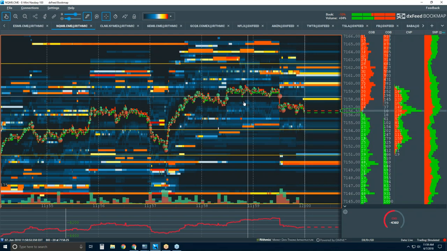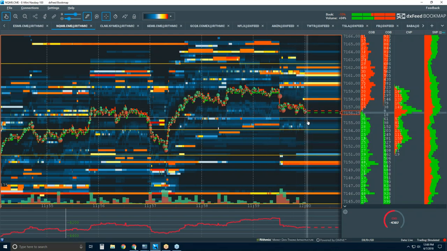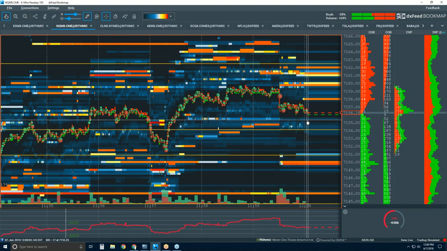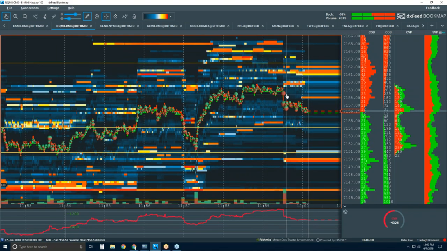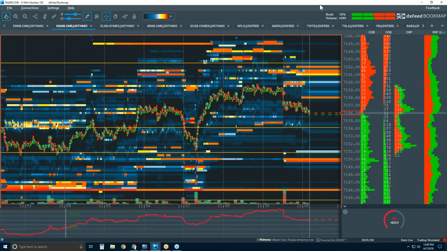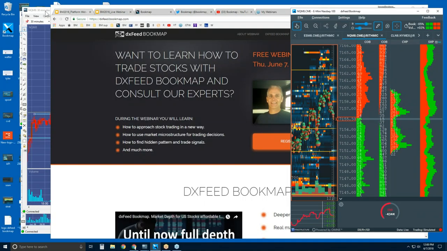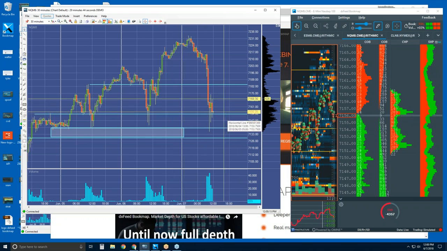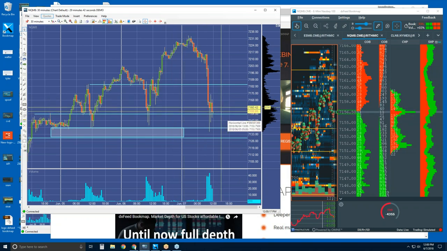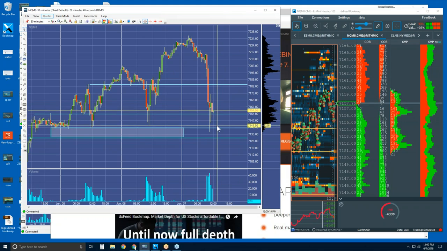So that 55, 56 area was where we need to see who's going to win that battle here. And they're battling it. I'm still going with the overall bigger trend here, and looking for these kind of lower areas here.